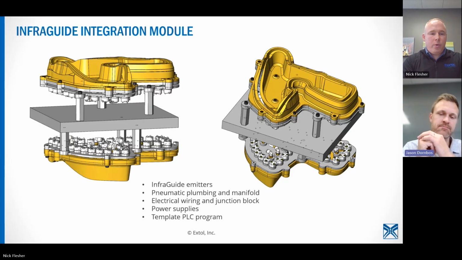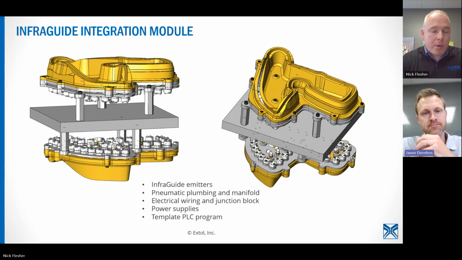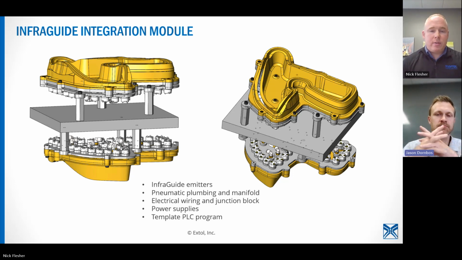All right, so what would an integration module be, if you approached Excel and said, hey, I've got the need to do some infrared welding? First thing is we would need to evaluate the CAD, make sure that it lays in properly. There are some geometry constraints with InfraGuide. Kind of see how with these tools, there's a bit of a radius that we have to be conscious of.